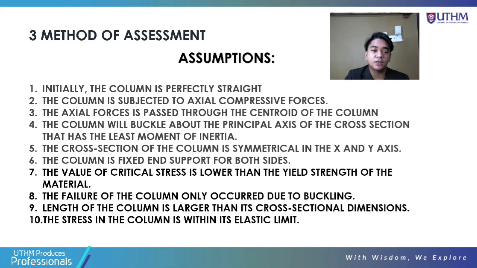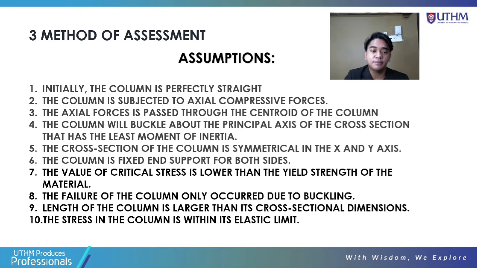The second one, the column is subjected to axial compressive forces. The third one, the axial force passes through the centroid of the column. The fourth, the column will buckle about the principal axis of the cross section that has the least moment of inertia. The fifth one, the cross section of the column is symmetrical in the x and y axes.